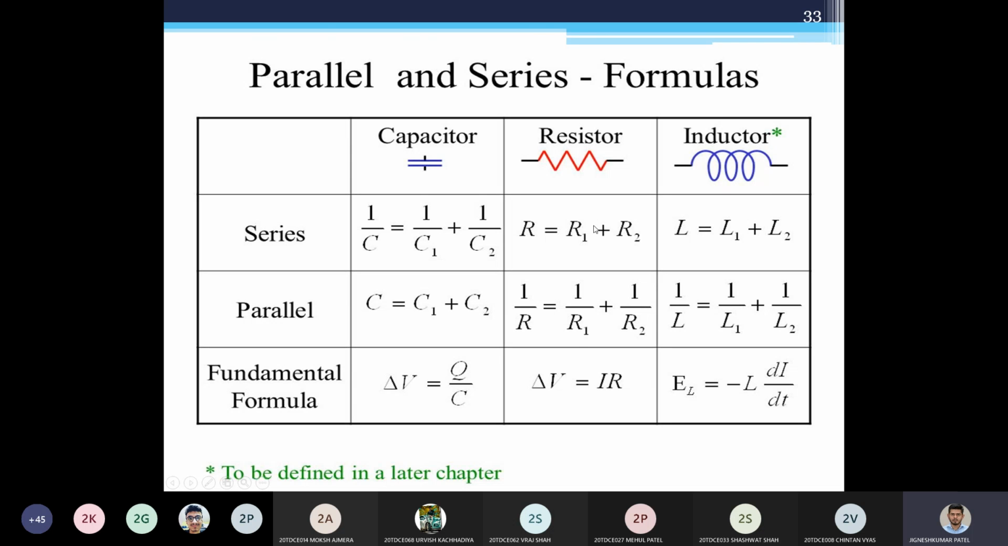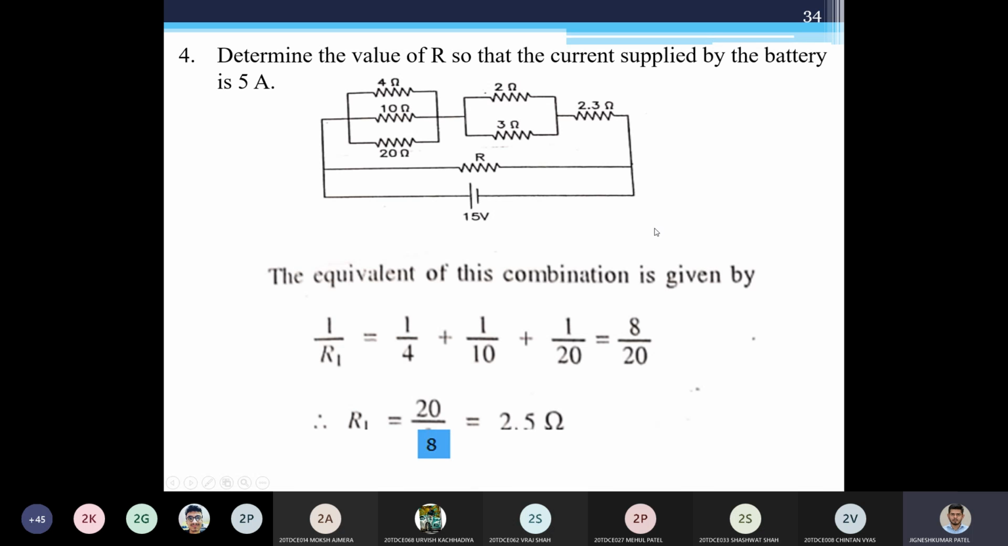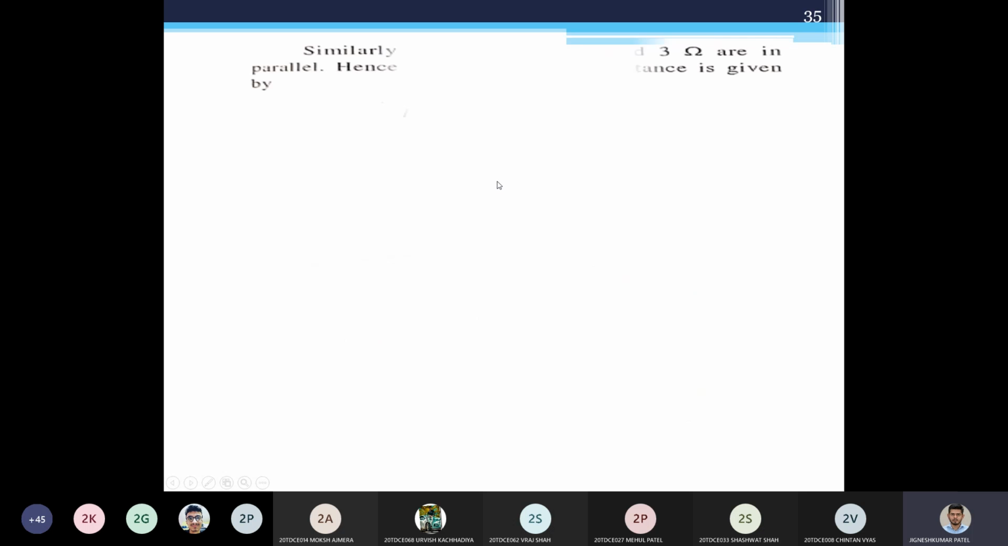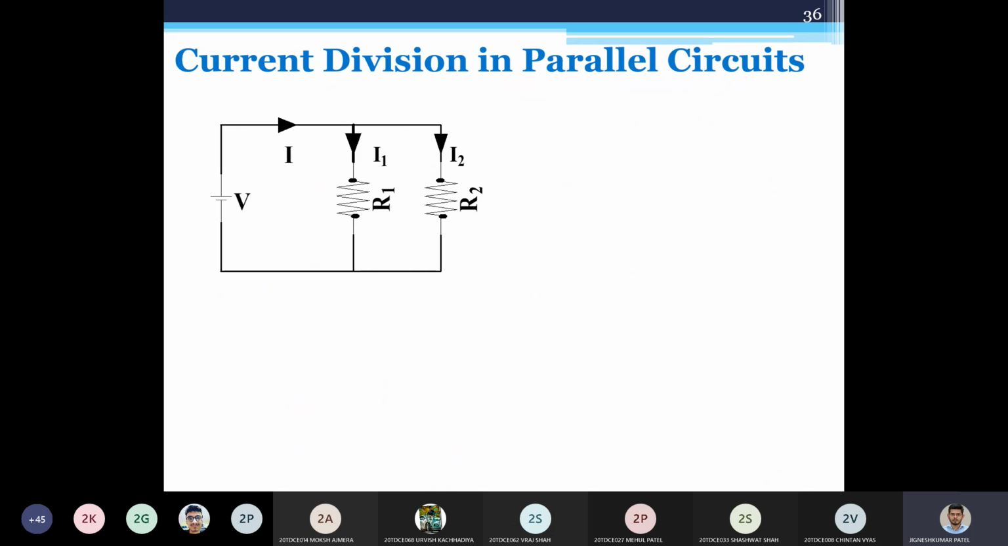It is already written here, to be defined in a later chapter, like how you calculate capacitor and inductor in series and parallel, but it would be considered later on. Okay, then we have seen this example, how to solve this series example problem, little by little. First I'll solve this, then I'll solve this, then I'll combine that in series, and then again with this one parallel. That's the way. Then we have gone through.